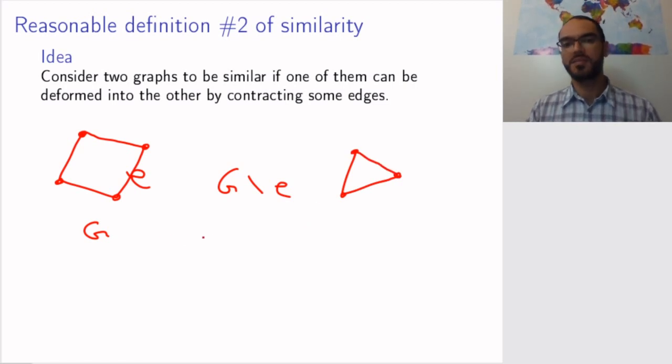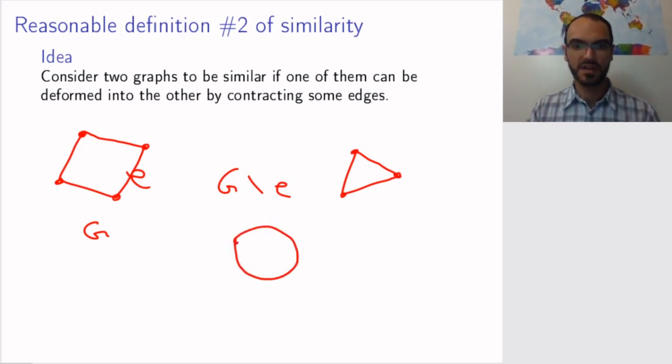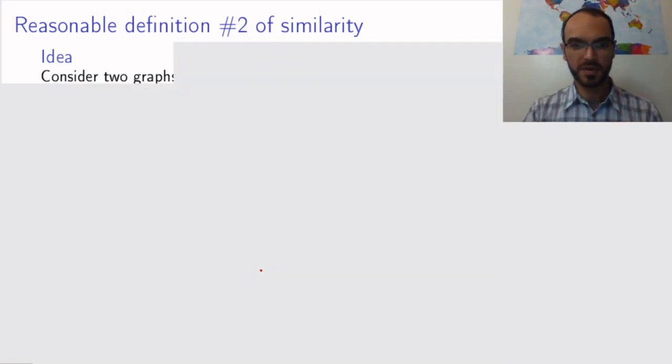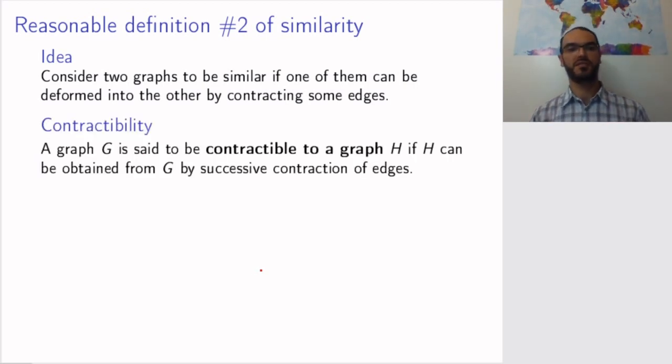Well, they might not look very similar, but really all they are is somehow a circle. One of them has 3 vertices, one of them has 4 vertices. So it's a similar idea that you have some sort of geometric similarity. The proper definition of contractibility is the following.